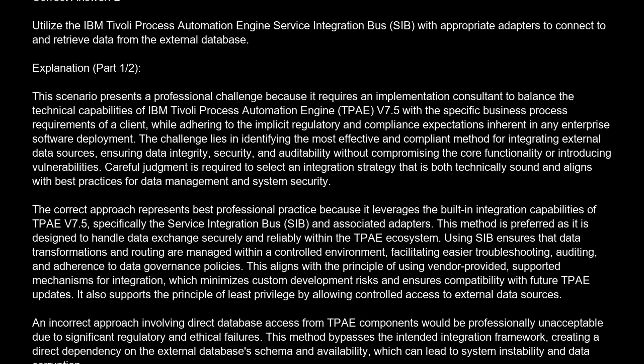The correct answer is B. Utilize the IBM Tivoli Process Automation Engine Service Integration Bus (SIB) with appropriate adapters to connect to and retrieve data from the external database. Explanation. This scenario presents a professional challenge because it requires an implementation consultant to balance the technical capabilities of IBM Tivoli Process Automation Engine (TP) V7.5 with the specific business process requirements of a client, while adhering to the implicit regulatory and compliance expectations inherent in any enterprise software deployment.